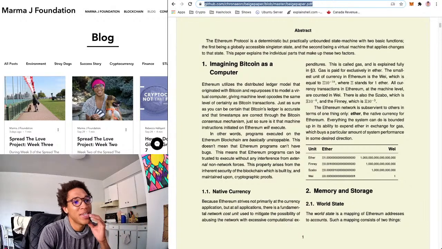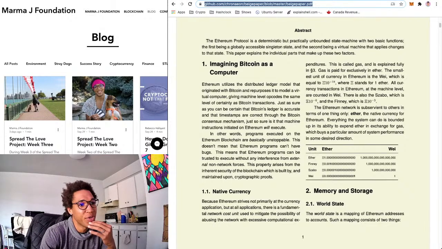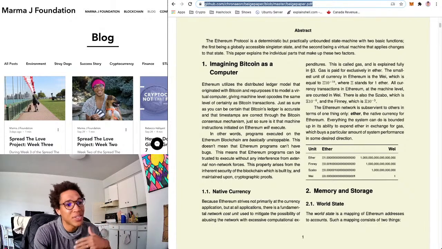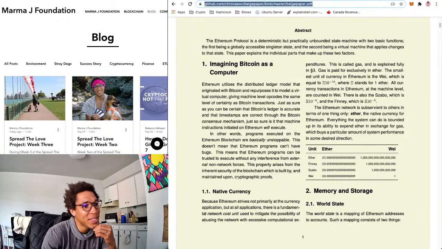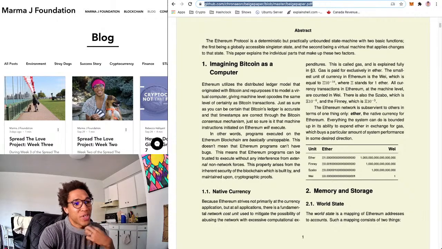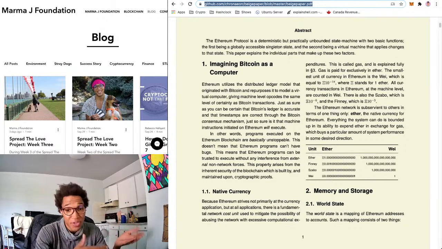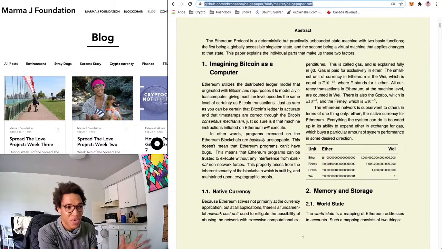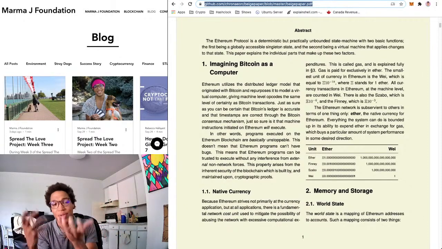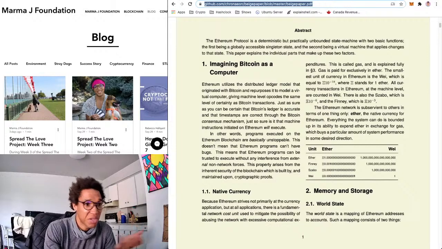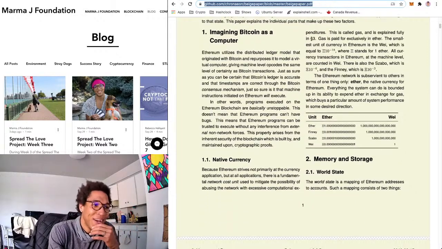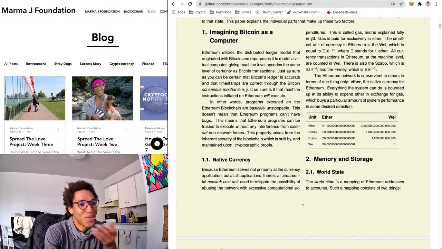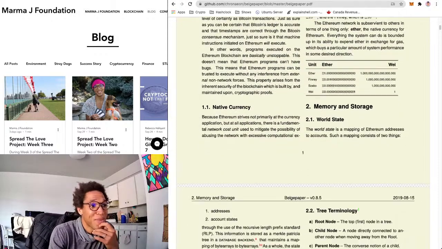The Ethereum network is subservient to others in terms of one thing only: Ether, the native currency for Ethereum. Everything that it can do is bounded by its ability to expend Ether in exchange for gas, which buys a particular amount of system performance in some desired direction. So if you have Ether, which is some economic security for the network, you can spend that Ether in forms of gas to get things done. Cool. And a little chart of what you could see done, whatever, not that important.